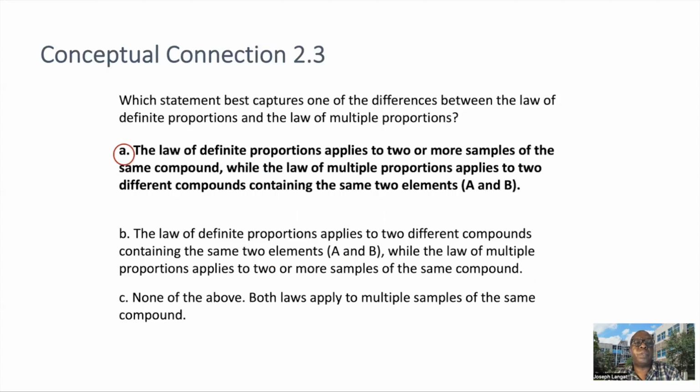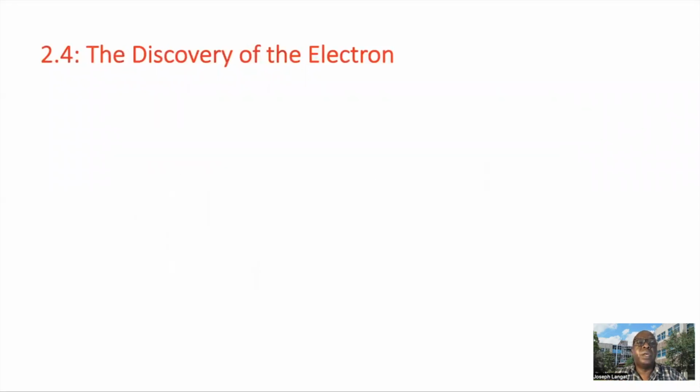The law of definite proportion applies to 2 or more samples of the same compound, definite, while the law of multiple proportion applies to different compounds. So here, same compound, but here different compounds, they may have different combinations for that.